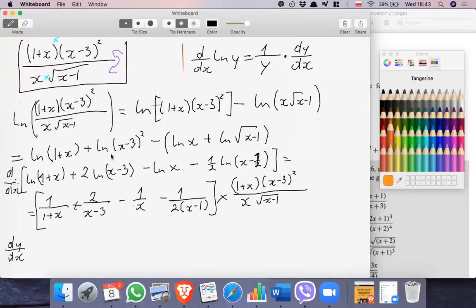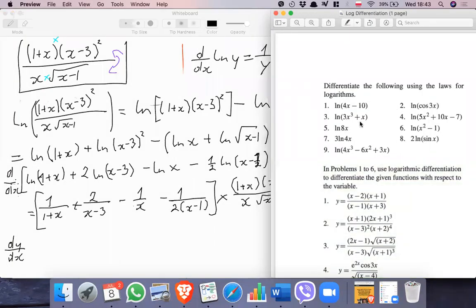Now, I want to stress one more time that logarithmic differentiation helps us in finding derivatives of functions that are difficult to deal with. And I have a number of examples. Before I start into the differentiation, I just want to do two or three examples on how to deal with derivatives of logarithms.